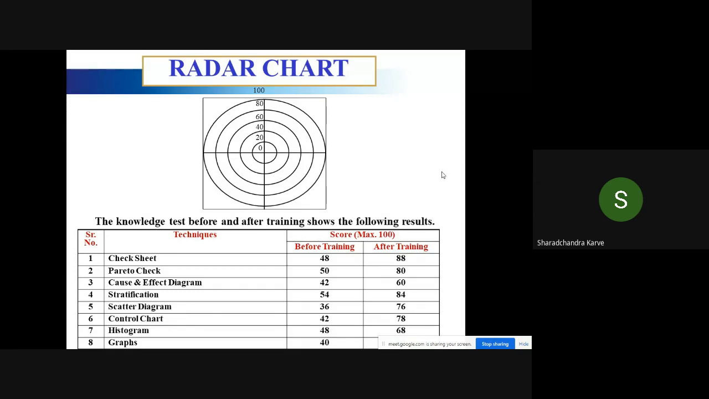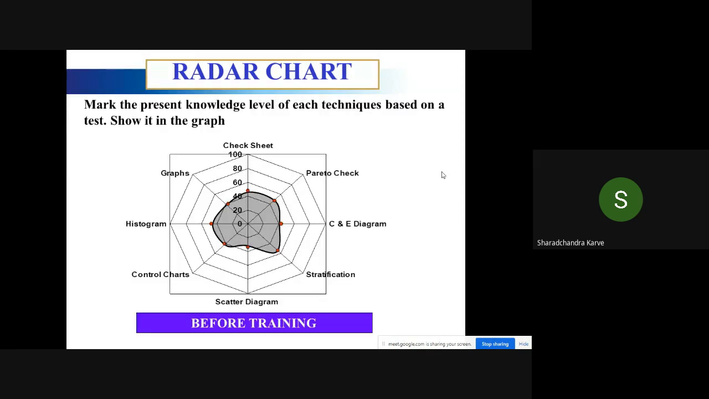Next slide, please. So what you are doing is you have first drawn the before-training scores. For check sheet, probably the score is 50 or something like that. Or control charts, again the score is 42 or something like that. And the next slide, please.